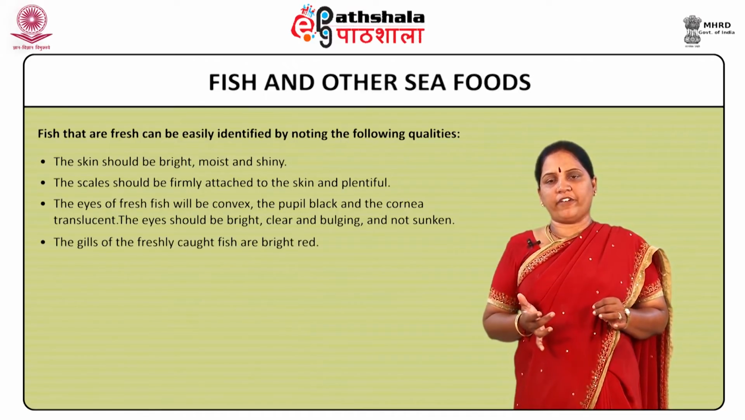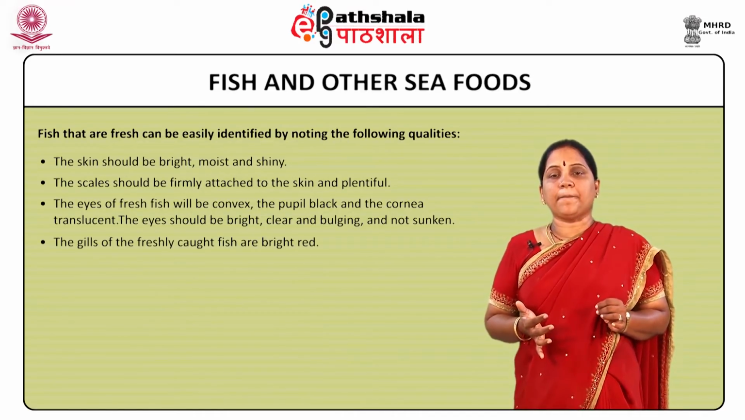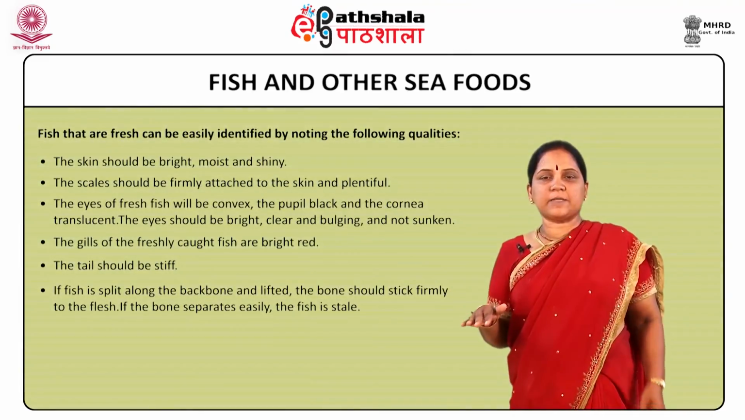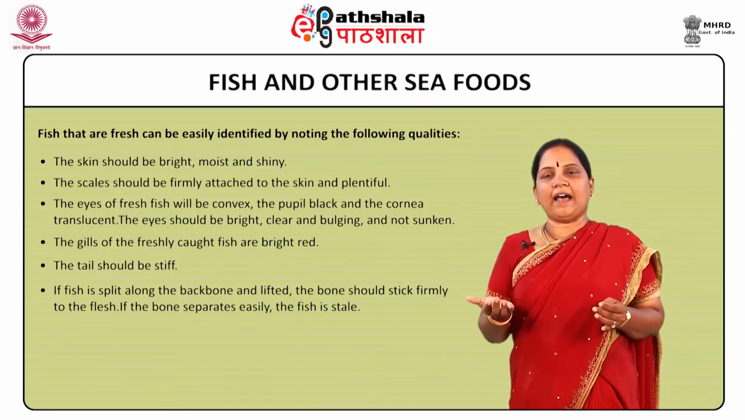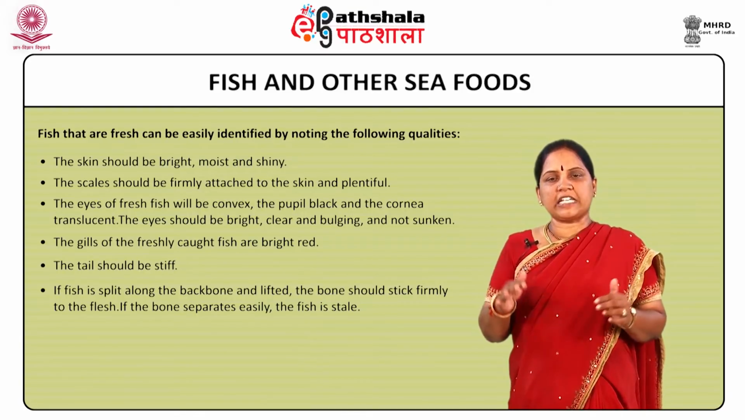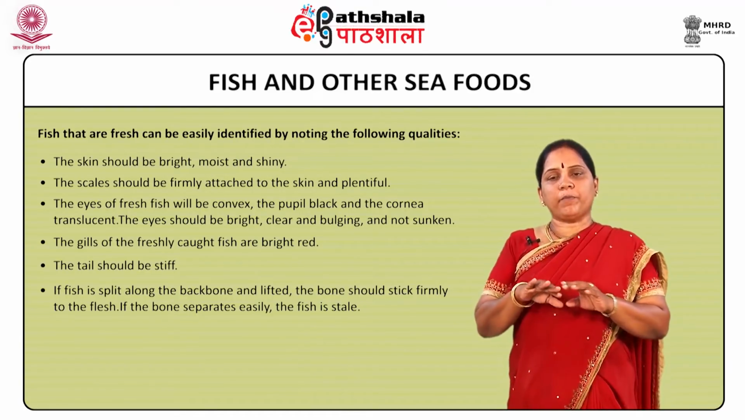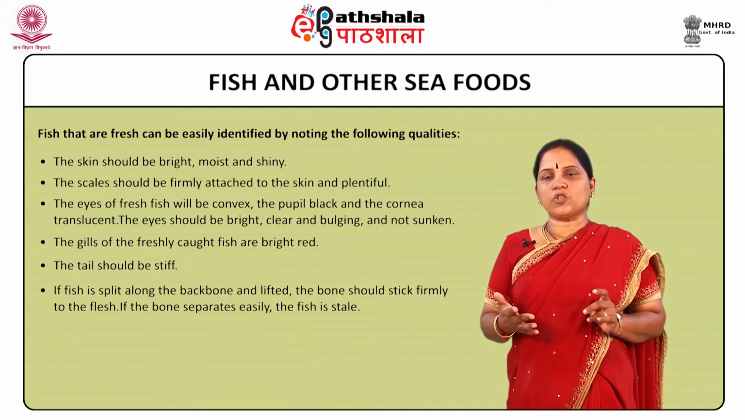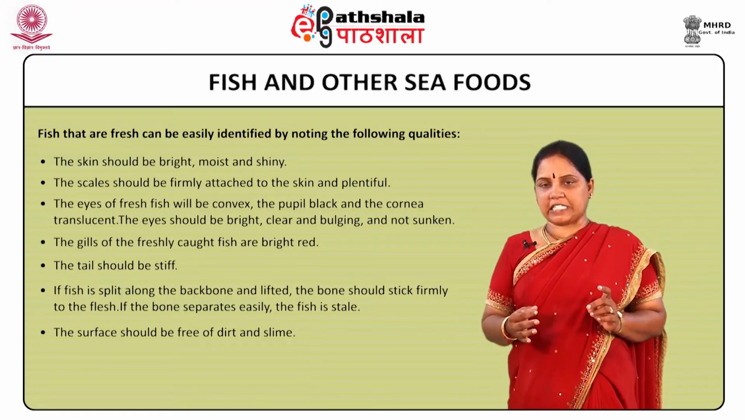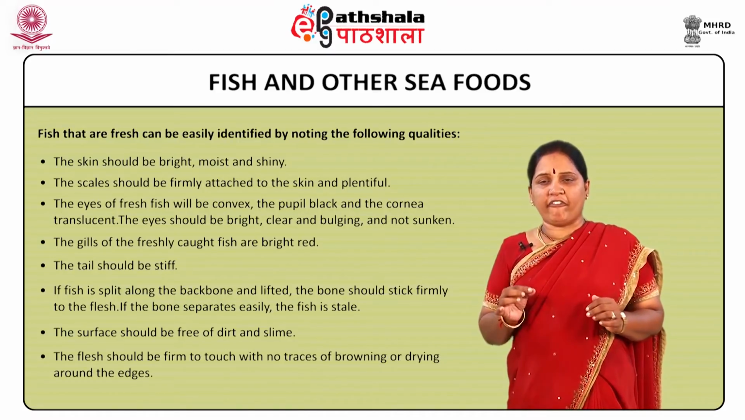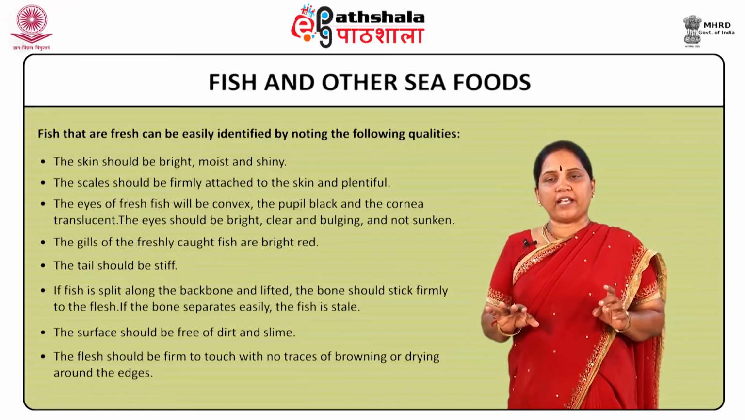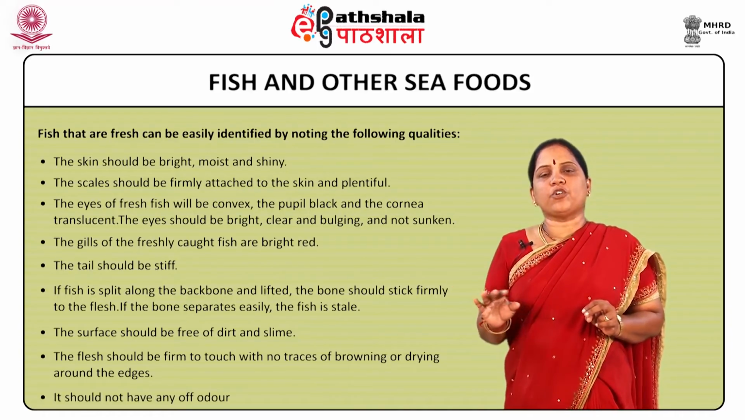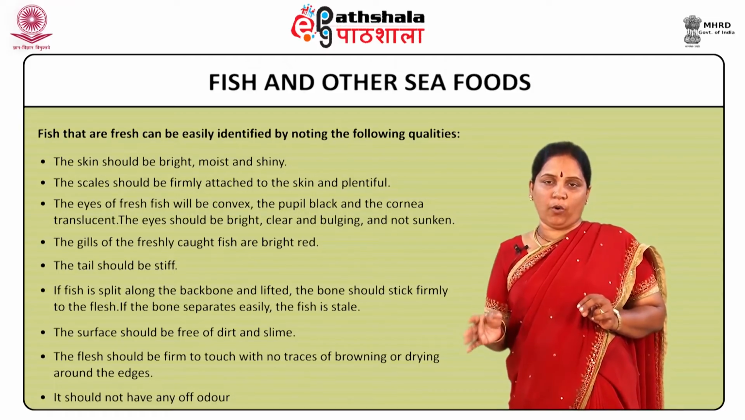The gills of the freshly caught fish are bright red. The tail should be stiff. If fish is split along the backbone and lifted, the bone should stick firmly to the flesh. If the bone separates easily, the fish is stale. The surface should be free of dirt and slime. The flesh should be firm to touch with no traces of browning or drying around the edges. It should not have any off odor.